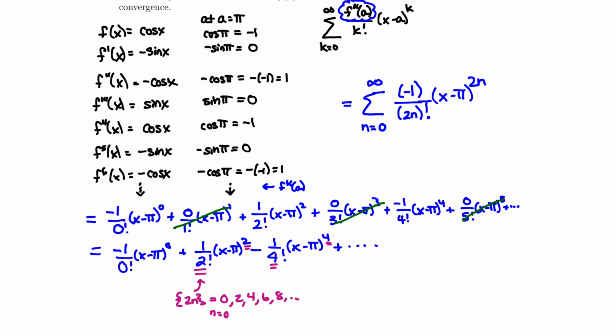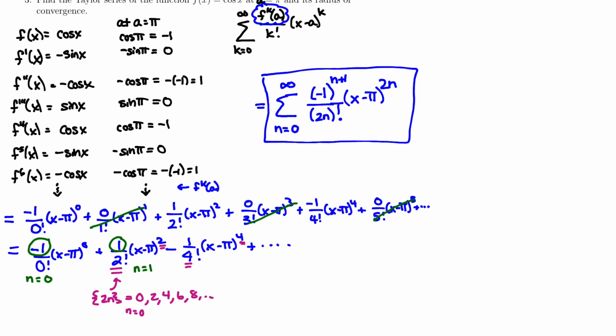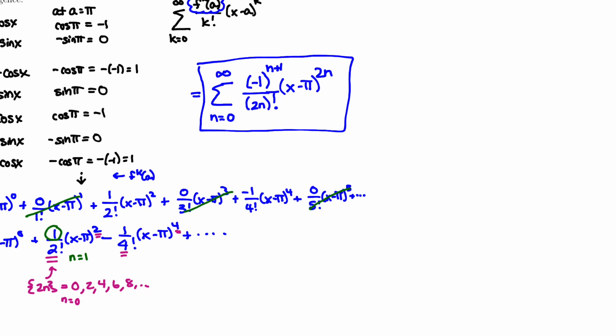But you need to make sure that your first term is negative and the next term is positive. When n is 0, you get a negative. When n is 1, you get a positive. And the only way for that to happen when you're oscillating is to put a +1 up there on that -1. So everybody should match me when it comes to expressing their power series. It should be -1 to the n plus 1 times x minus pi to the 2n over 2n factorial. And from there, you can find your interval of convergence by using the ratio test.